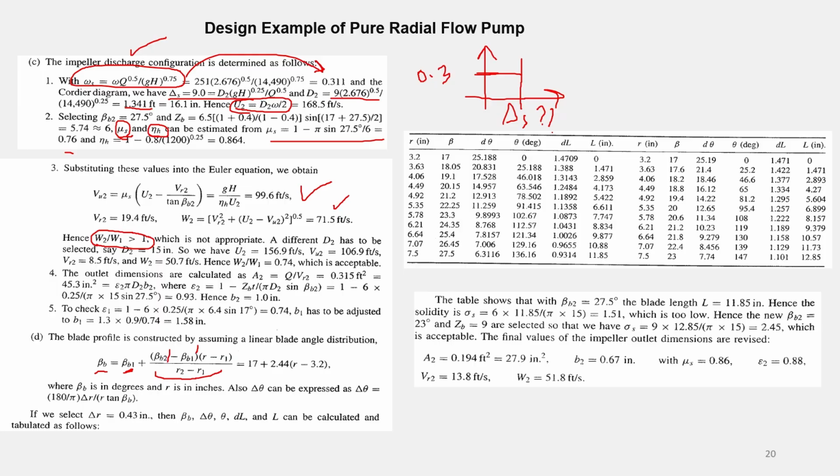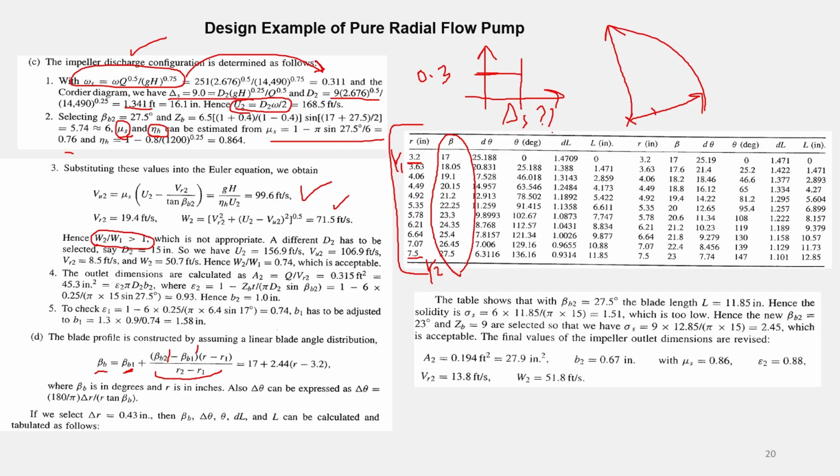The table here shows the distribution of the blade angle from the inlet, from R1, so basically this is R1, all the way to R2. Okay, so you have R1, for example, at this point, and you have R2 at this point.